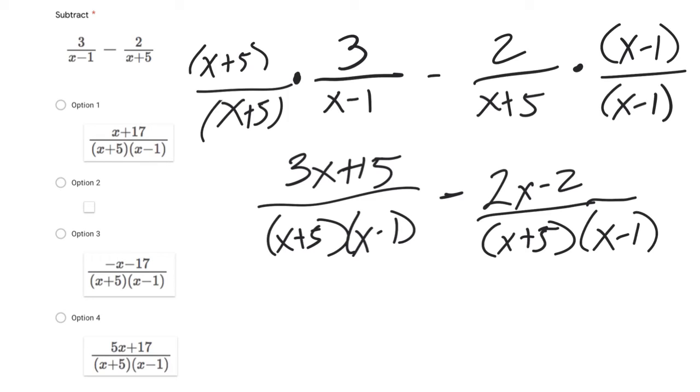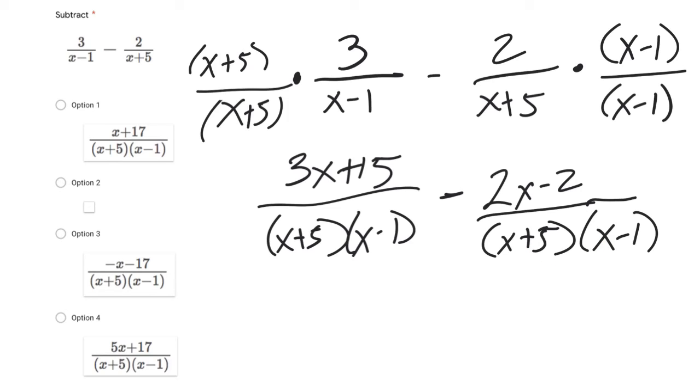All right, so what happened here? This 3x plus 15 is a result from 3 times x plus 5, and then 2x minus 2 is a result from the 2 times the x minus 1, and then the denominators just combine to make one common denominator of x plus 5 times x minus 1. You have that on both sides now.